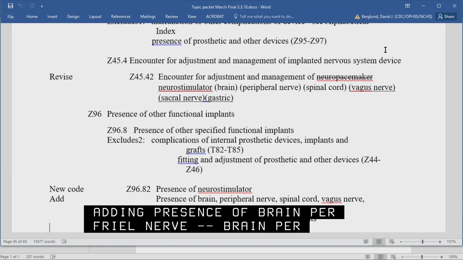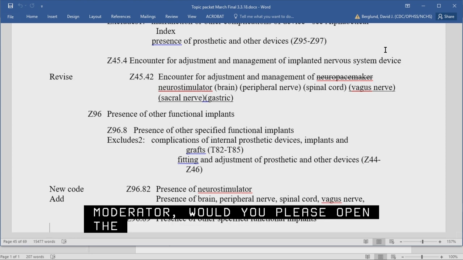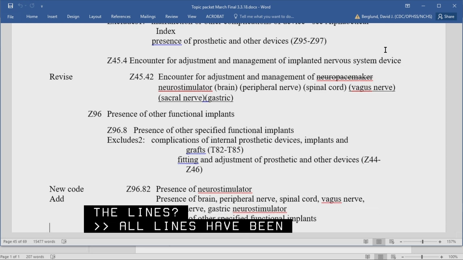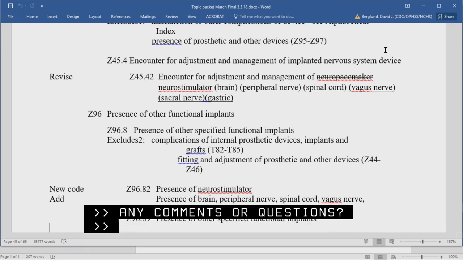Are there any comments or questions here in the room? Okay, moderator, would you please open the lines and let's see if we have any questions or comments online? All lines have been unmuted. Any comments or questions online? Okay, hearing none, we will move on to the next topic. Let's try page 11.